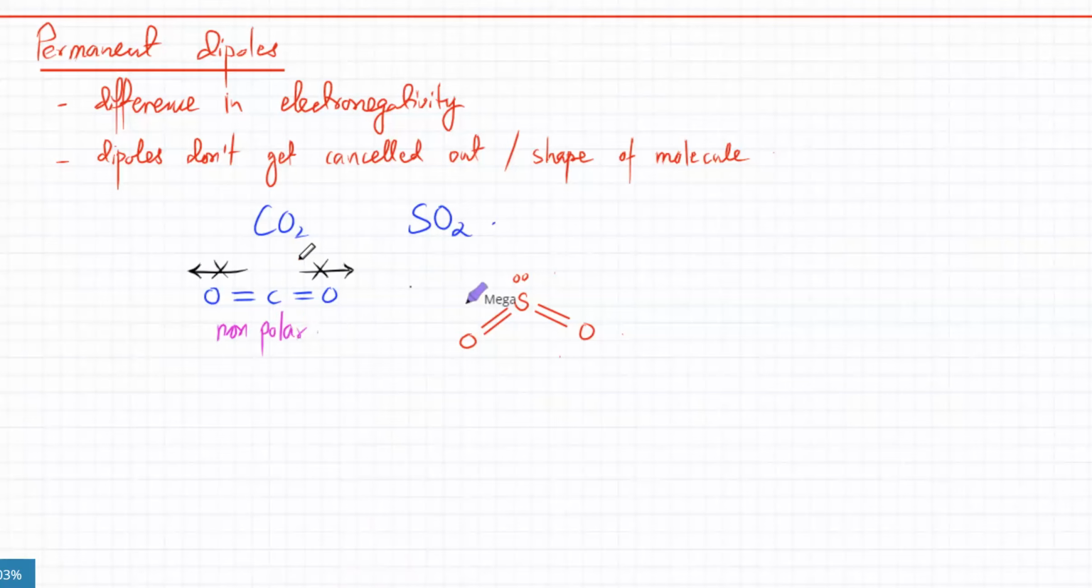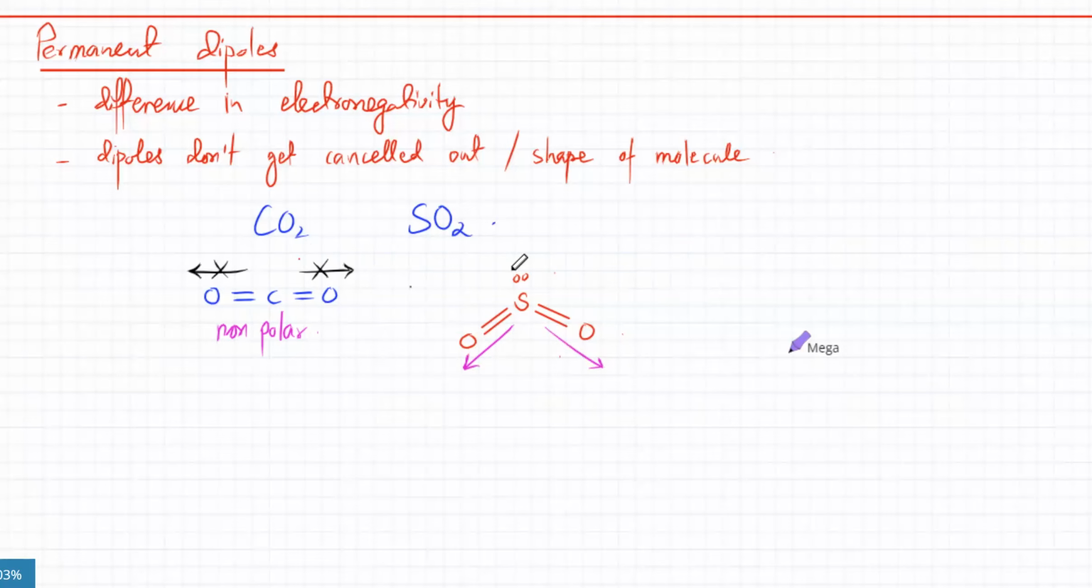Achha, this other one. Let's look at sulfur dioxide. Okay, what is happening here? Same thing. Oxygen is very electronegative, so oxygen is going to try and pull the electrons towards itself. This other oxygen is going to try and do exactly the same. It's going to try and pull electrons towards itself. So over here, the forces of attraction are not going to get cancelled out.